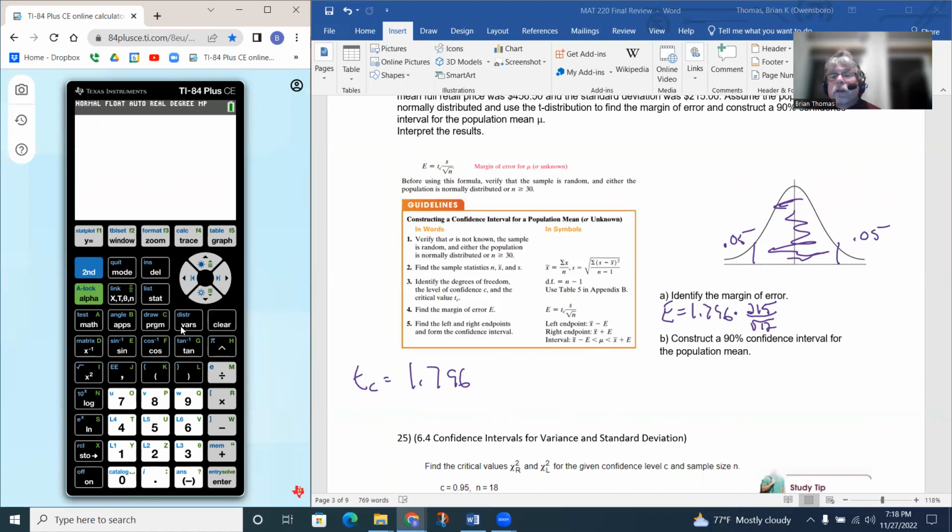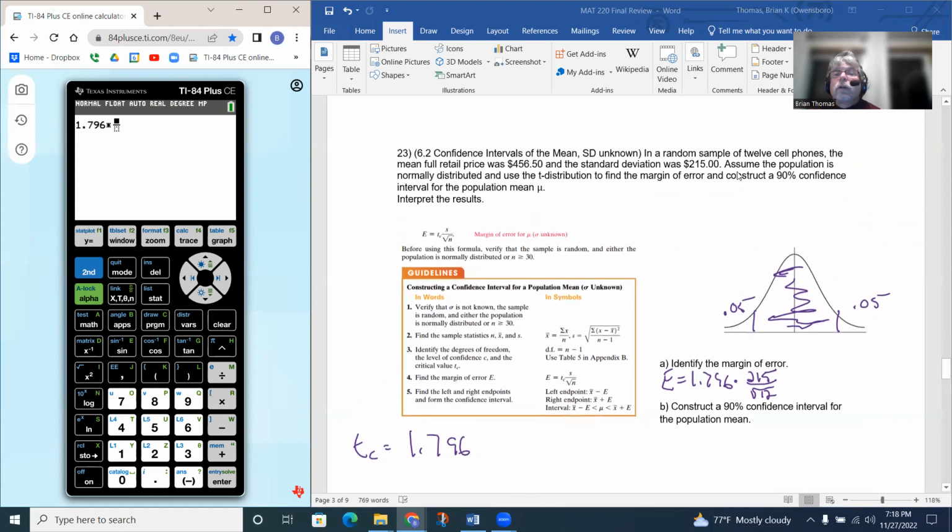clear this all off. So if we type in 1.796, that's our t-score, times, I'm going to use the alpha F1 again. So the standard deviation for the sample is the 215. And then the sample size was the 12 cell phones, so the square root of the sample. If we do that, we get our critical value, or our margin of error, is going to be 111. If we round that to the nearest tenth, that'd be 111.5.